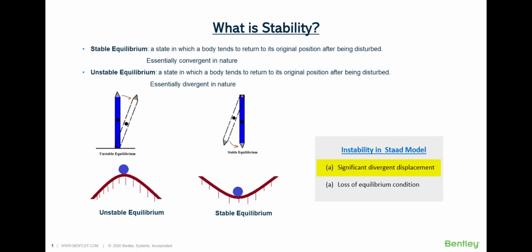You can check if the structure has an instability condition or not by checking two conditions. First is if there is a significant divergent displacement or a very unusual displacement in the structure. Second is the loss of equilibrium condition. You can check the static check table in the post-processing mode and see if the total applied load is the same as the total reaction or not.